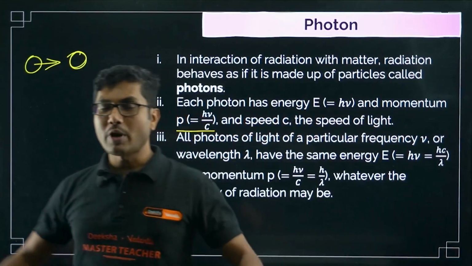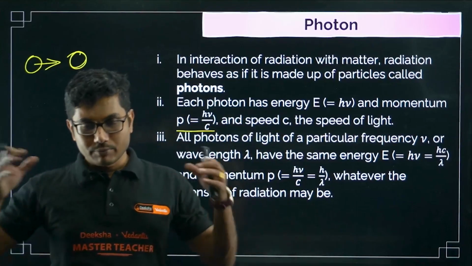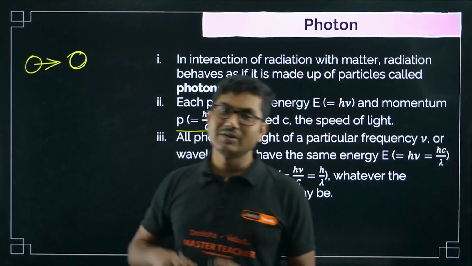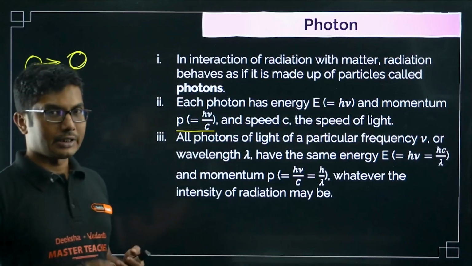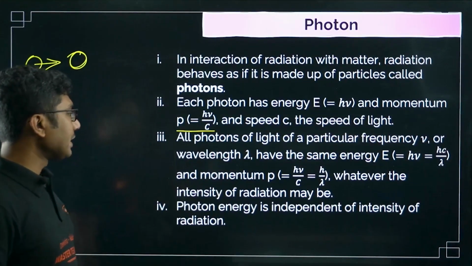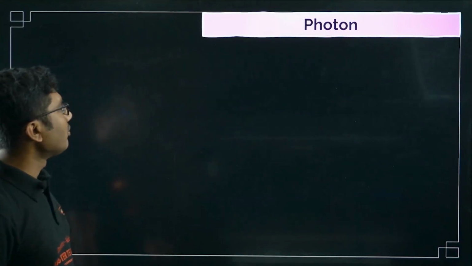Intensity means a greater amount of photons is coming out. The total number of photons is increasing, but individually a single photon will still have the same amount of energy. So that is why it is independent of the intensity of light. Photon energy is independent of the intensity of radiation. Obviously I explained that. Now let's move on.